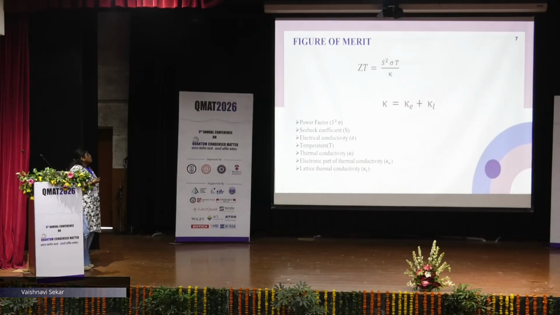The main topic here is the figure of merit, which is given as ZT equals S squared sigma T by K, where S squared sigma is the power factor, S is the Seebeck coefficient, sigma is the electrical conductivity, T is the temperature, and K is the thermal conductivity, which is the summation of the electronic thermal conductivity and the lattice thermal conductivity.